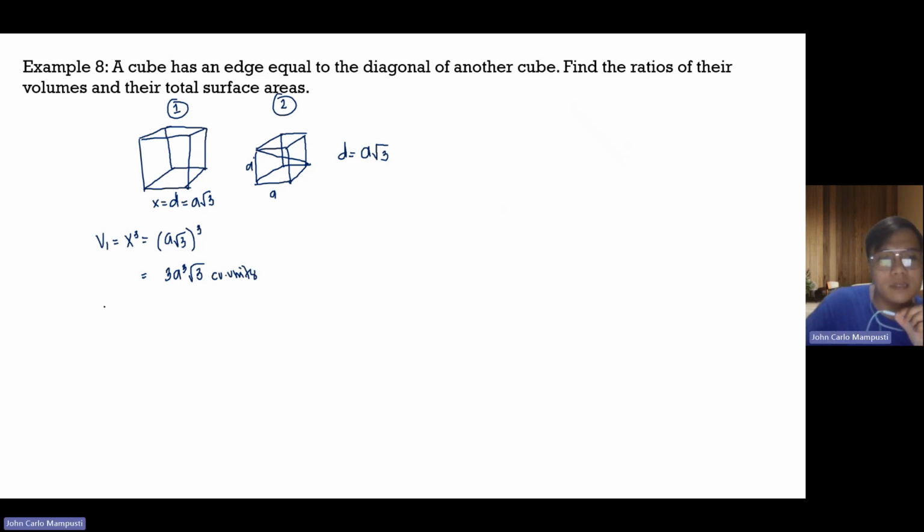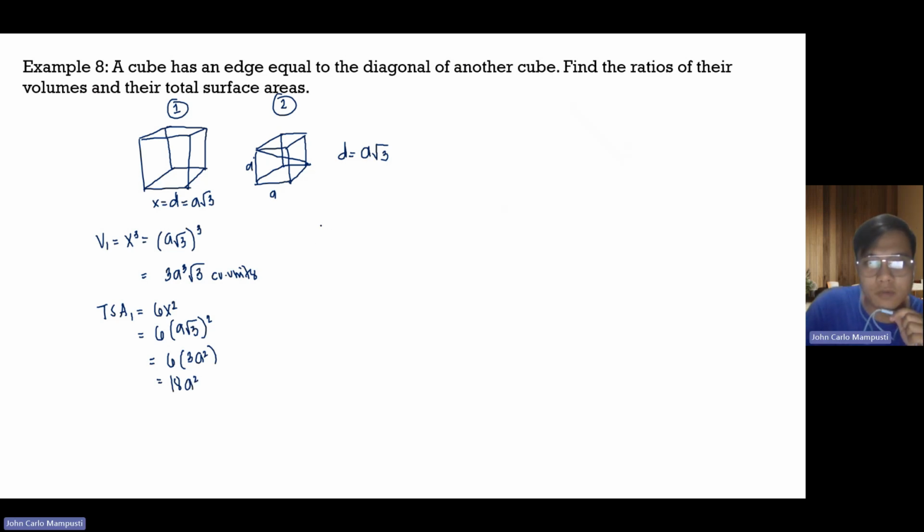For the total surface area of the first cube, this is equal to 6x squared. So, 6 times a square root of 3 squared, this is equal to, okay, 6 times 3a squared, this is equal to 18a squared.